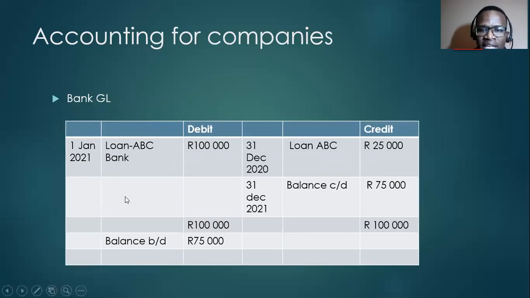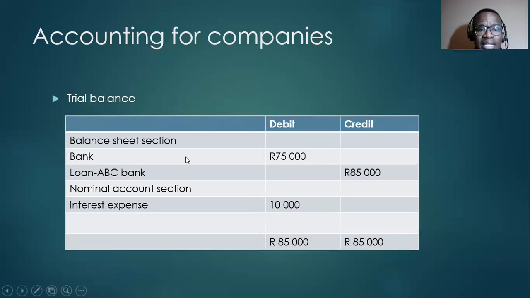Then on your bank GL, remember on 1 January your bank account increases by 100,000 when you obtain the loan, right? Then on the 20th December you paid the loan 25,000. Then it means you are left with 75,000 balancing figure. Then the bank is 75,000, right? Then on the trial balance, your balance sheet sections, that's where you put your assets and liabilities. Your asset is a bank, 75,000. Your loan is a liability, 85,000. The interest expense is an expense, so it's got a debit side of 10,000, then it balances.